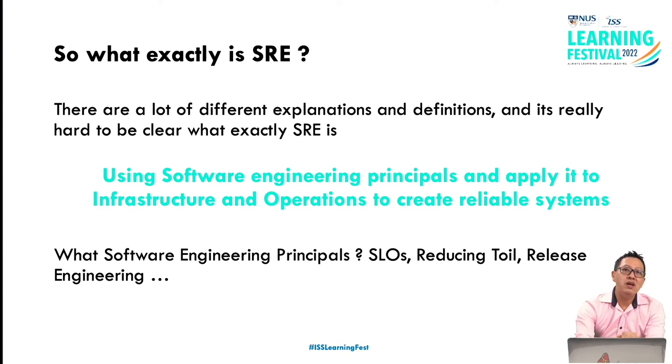So what exactly are we talking about when we say SRE? There are a lot of different definitions and explanations out there. This is one that I personally found holds quite true: using software engineering principles and applying them to infrastructure and operations to create reliable systems. I would add something there, which is scale, so we're looking at reliable systems at scale. What kind of software engineering principles do we mean? We'll cover it a little later in the slides, but from a high-level perspective, we're talking about things like SLOs, automation, release management, and reduction of toil.